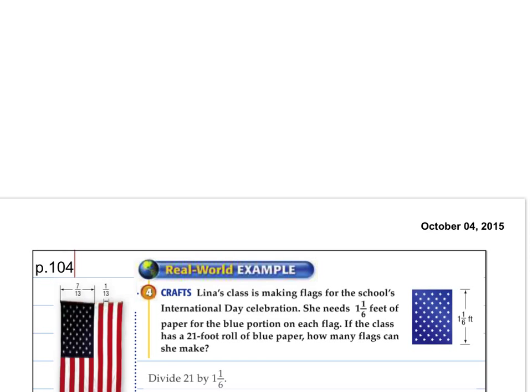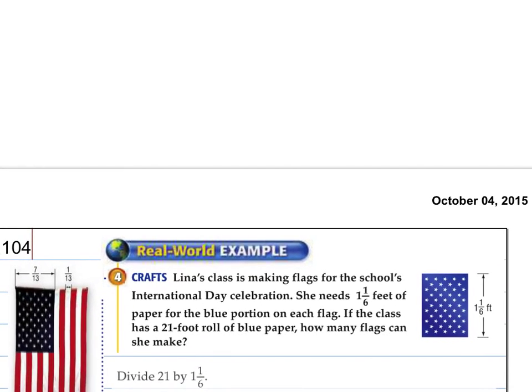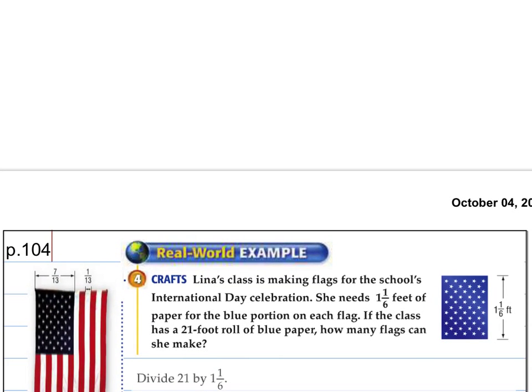Word problem here. This says that Lena's class is making flags for the school's International Day celebration. She needs 1 1/6 feet of paper for the blue portion of each flag. If the class has a 21-foot roll of blue paper, how many flags can she make?